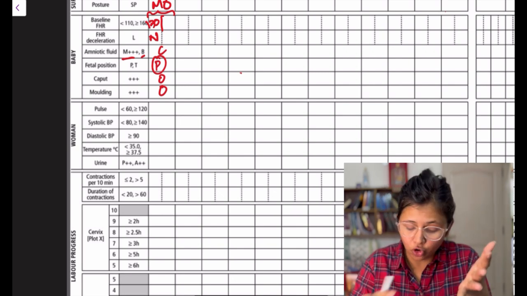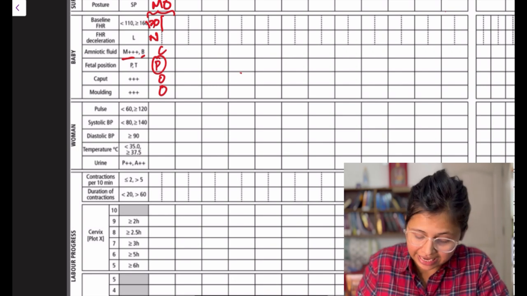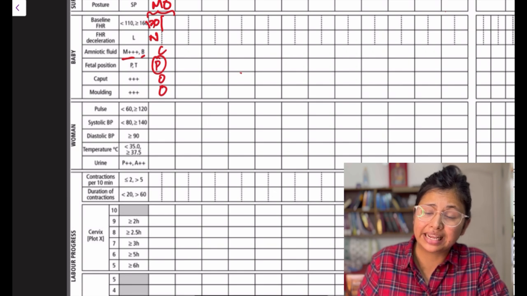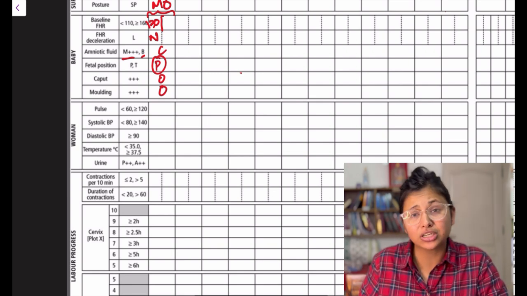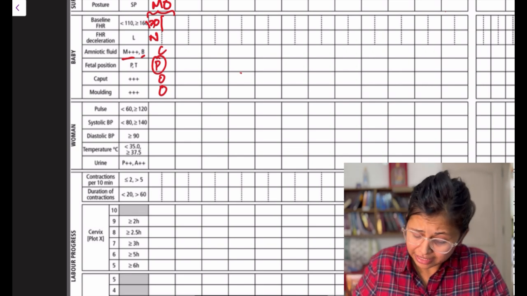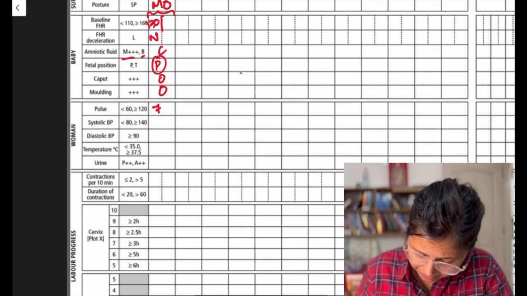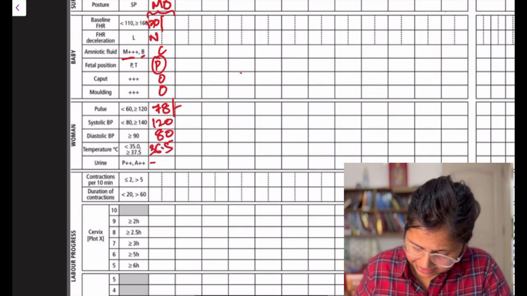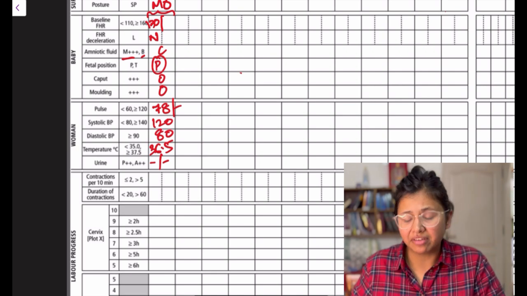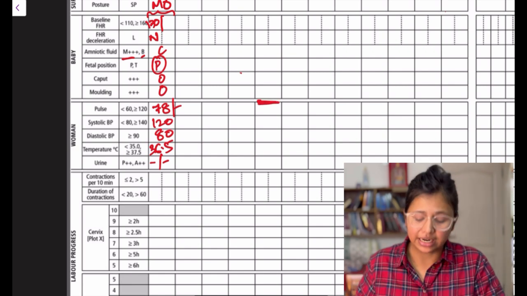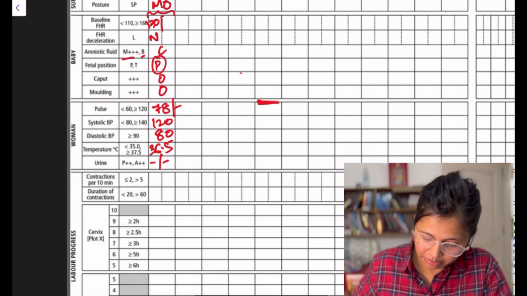If all these things are normal and if they are not falling in your alert line, which is pulse between 60 and 120, systolic more than 80, less than 140, diastolic less than 90, temperature normal, there is no albuminuria, ketonuria, or sugar in the urine. If all of this is normal, for example, 78, 120, 80, 36.5, and nil, then I don't need to do this every hour. Then I can go to the fourth hour. I will plot this every 4 hours, right? So the next reading needs to be plotted over here.